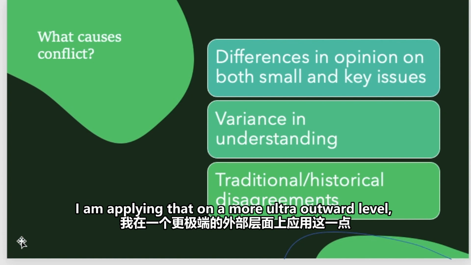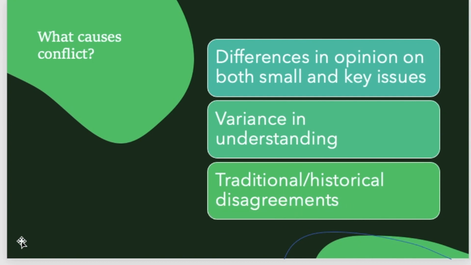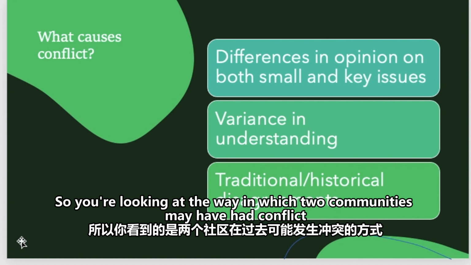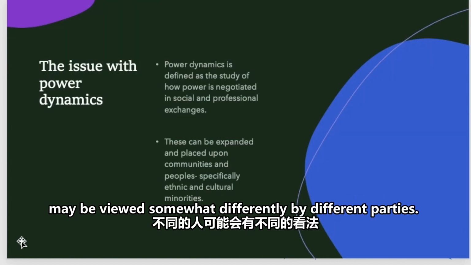And then applying that on a more outward level, you have traditional historical disagreements. These come in more on the macro level, so you're looking at the way in which two communities may have had conflict in the past, or the way in which this conflict is manifested today and may be viewed somewhat differently by different parties.